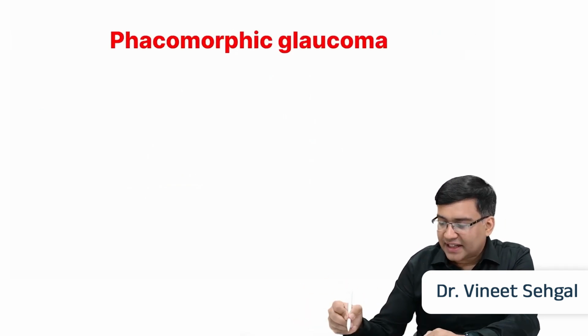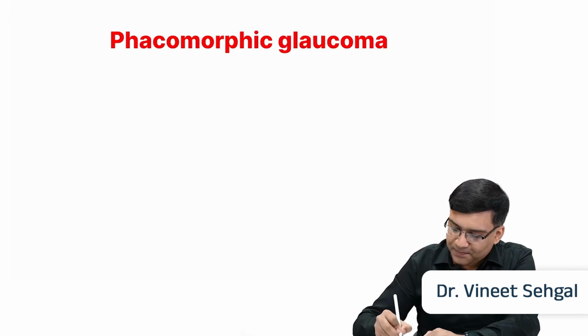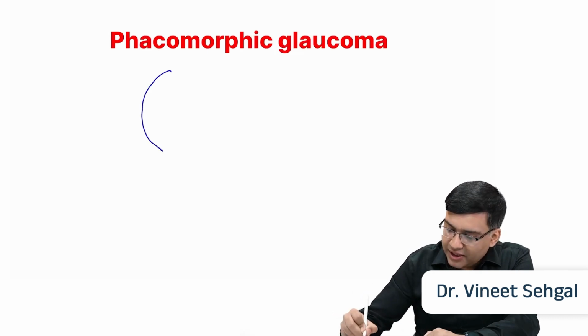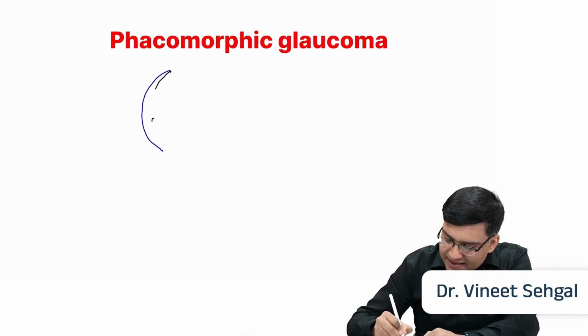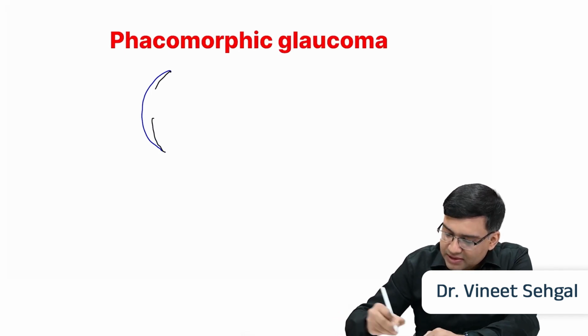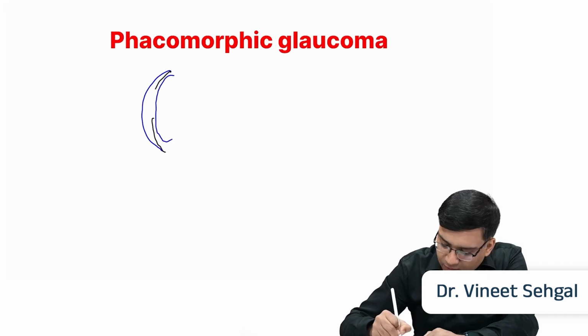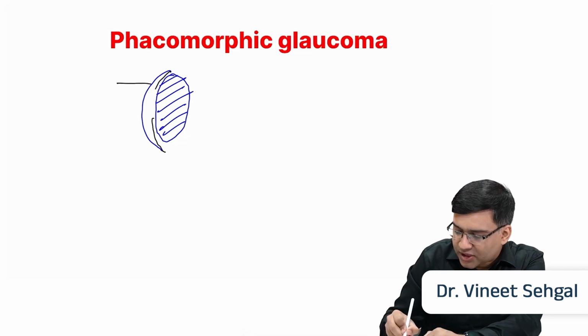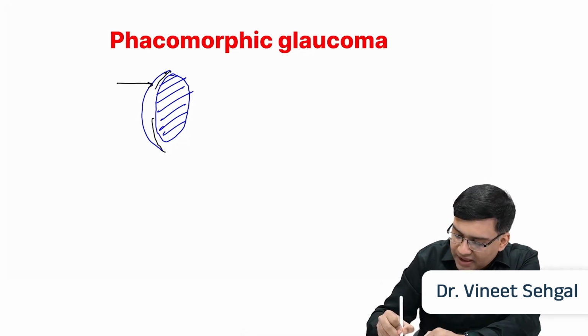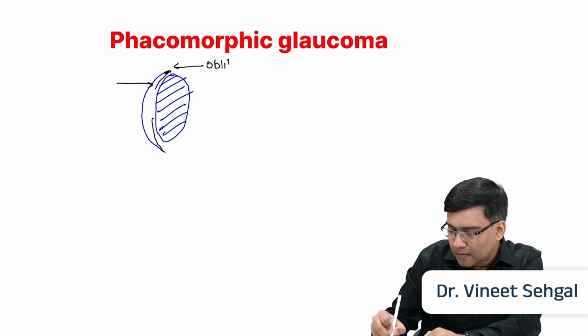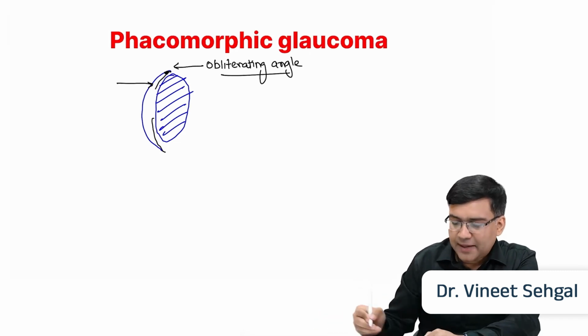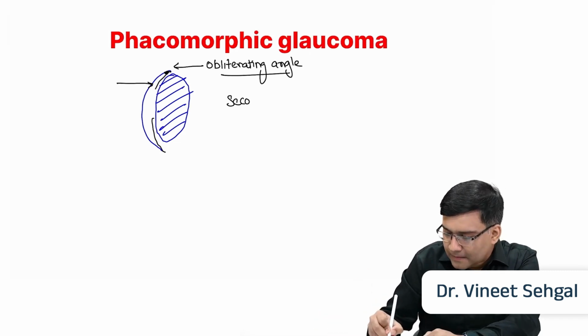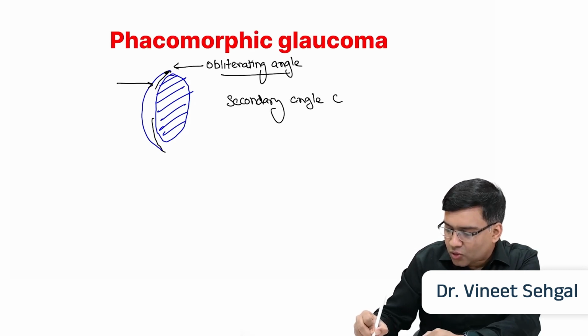Now we come to the secondary angle closure glaucoma. Now there is an intumescent lens and this intumescent lens is pushing the iris forward. Now this is obliterating the angle, and this type of glaucoma is a secondary angle closure glaucoma.